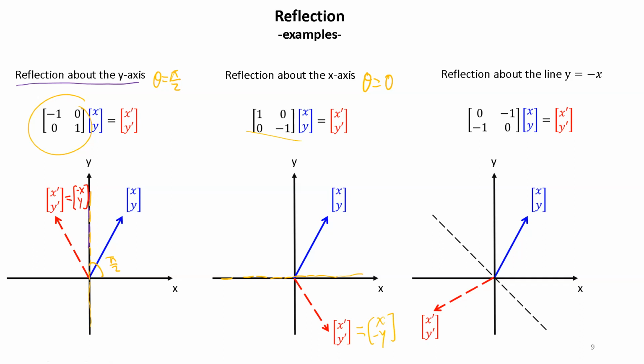So finally, if I do a reflection about this line, then I need to know this angle here. This angle actually is 90 degrees plus 45 degrees, so this is 3 pi divided by 4. Again, you put theta equals 3 pi divided by 4 into your matrix in the last slide, and you can get this result here.